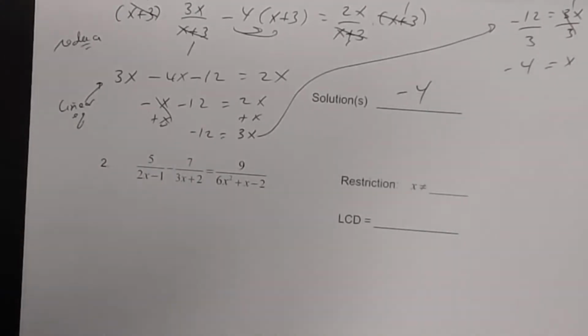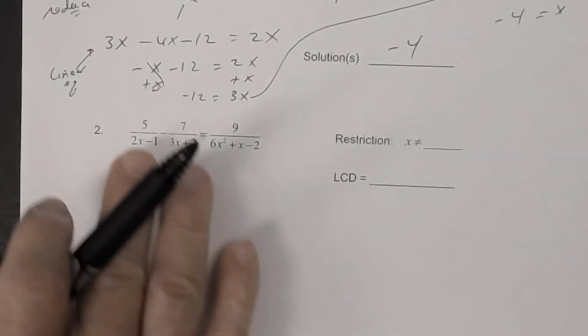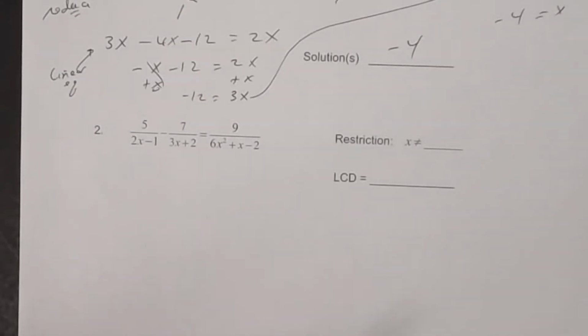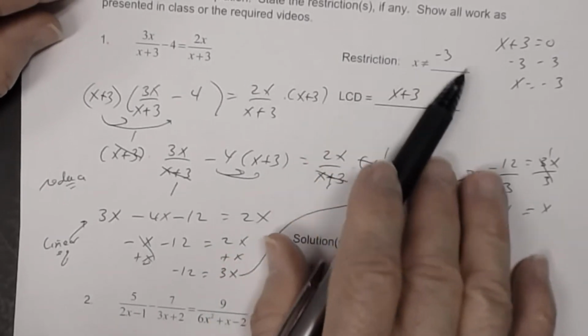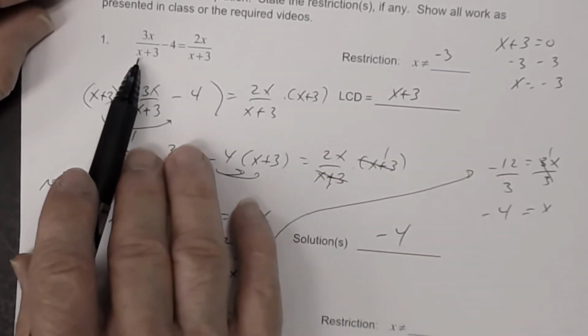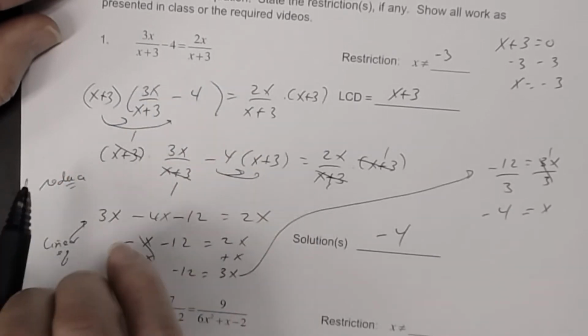Okay, now let's look at number 2. I may need more room, so I'm going to try not to write as big on this one. So here's number 2. When we did number 1, remember we had to find the restriction, we had to find the LCD, and even before we did all that, we checked to see if we could factor the denominators.